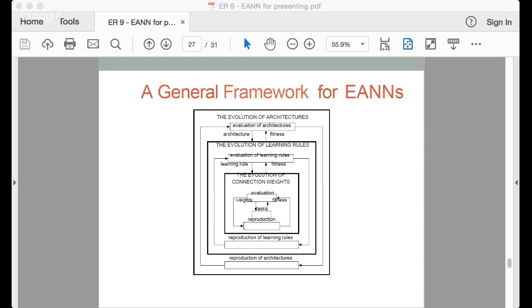So this is the general framework of evolving artificial neural networks. As you can see here, the evolution of connection weights proceeds at the lowest level on the fastest time scale in an environment determined by an architecture, learning rules, and learning tasks. However, the evolution of architectures can also be at the lowest level if there is less prior knowledge available about the connection weights. So knowledge here can be encoded to reduce the search space.